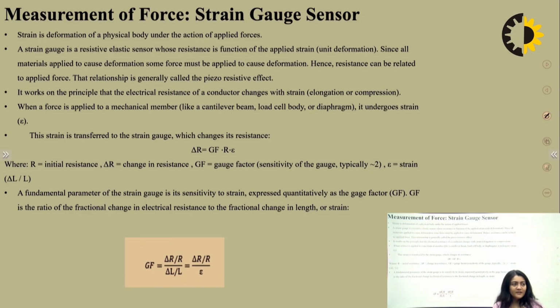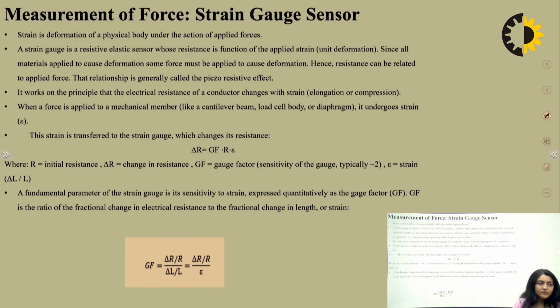Since all materials deform when a force is applied, some force must be applied to cause deformation. Hence, resistance can be related to the applied force. That relationship is generally called the piezoresistive effect. It works on the principle that the electric resistance of a conductor changes with strain, that is elongation or compression.